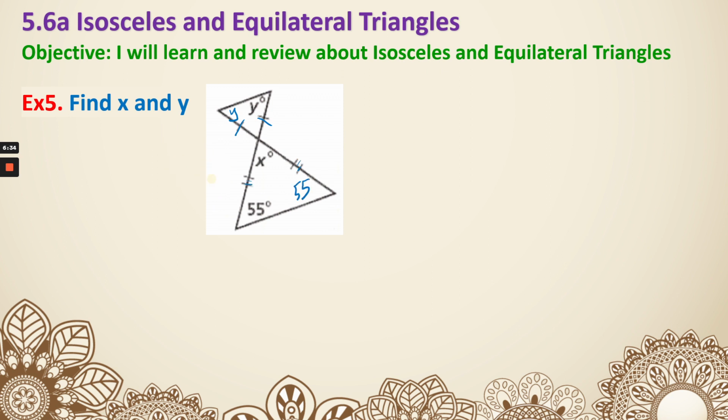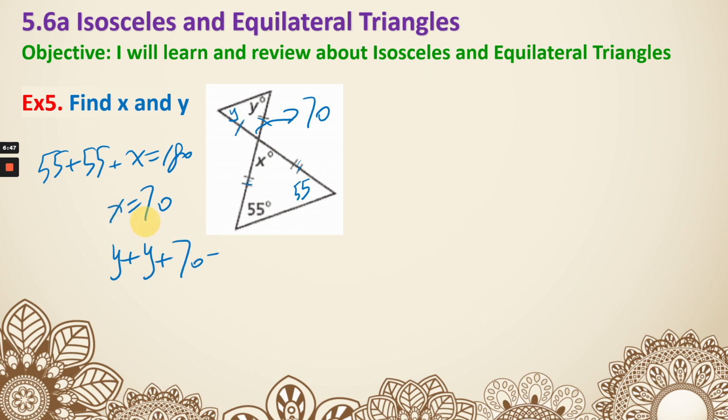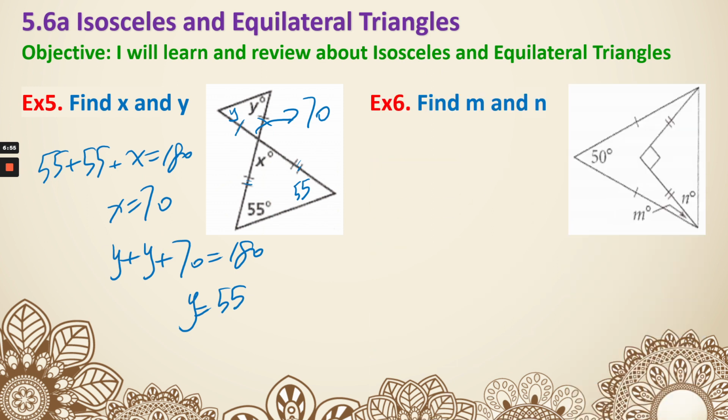Example 6. Find m and n. First, before we do anything else, these two sides are the same, so these two angles must be the same. And also, we see these two sides on the inside are the same, so these two angles must be the same. That means that is also n. So we have n plus n plus 80 is 180.